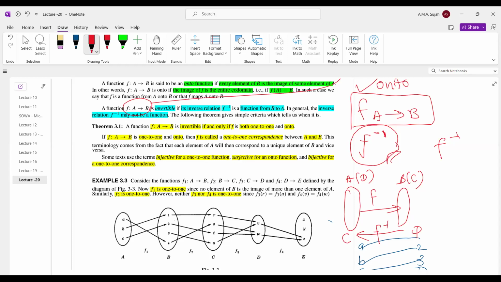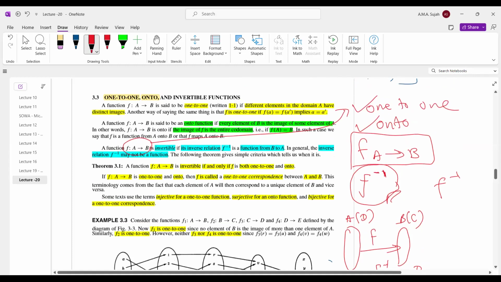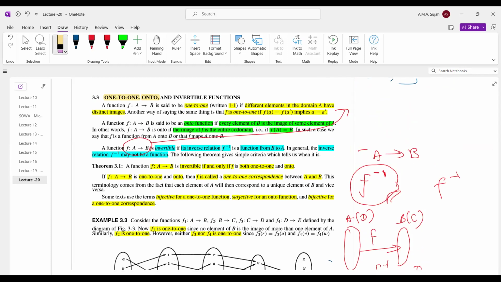So how can you find out whether a function has an inverse or not? First of all, you need to check whether it's a one-to-one function. If it is, then you need to check whether it's an onto function. If it is both one-to-one and onto, then we can say this function has an inverse function. I will explain how we can find the inverse of the function.